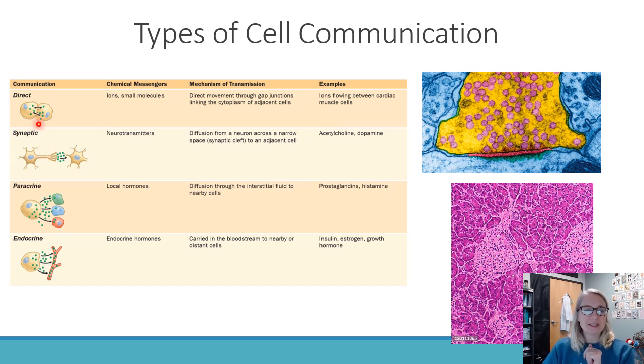The next example is synaptic communication. We'll see this a little bit more when we get into the nervous system towards the end of the term. But the chemical messengers in neuron to other cell signaling are called neurotransmitters. And you've probably heard of some of these before, like dopamine and serotonin, acetylcholine, epinephrine, or adrenaline. Those are all examples of neurotransmitters.